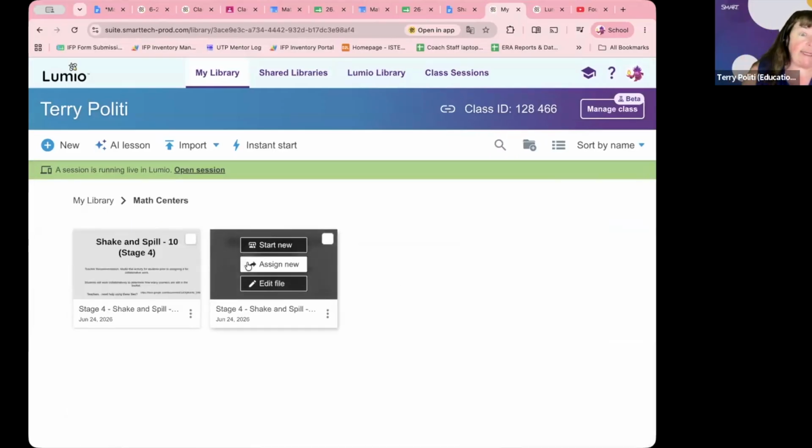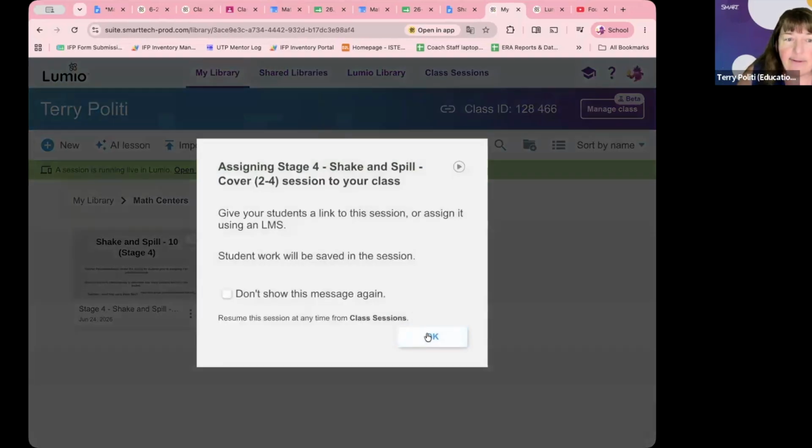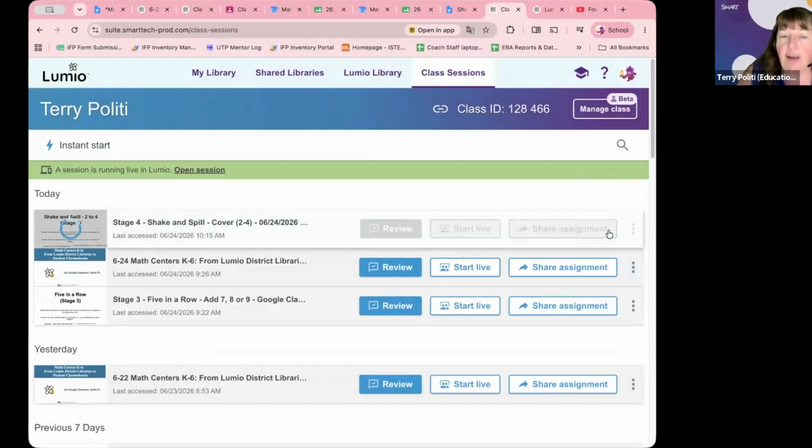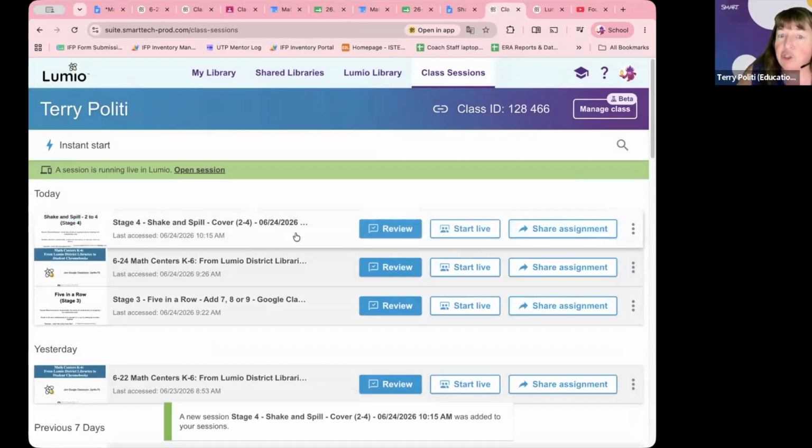Remember, these were all asynchronous. They're not live because I might have kids starting in different places. So I'm doing this during planning time. I'm going to assign now. You can check "don't show this message again," but I'm going to click OK. And it's going to create a copy for me of that particular version.